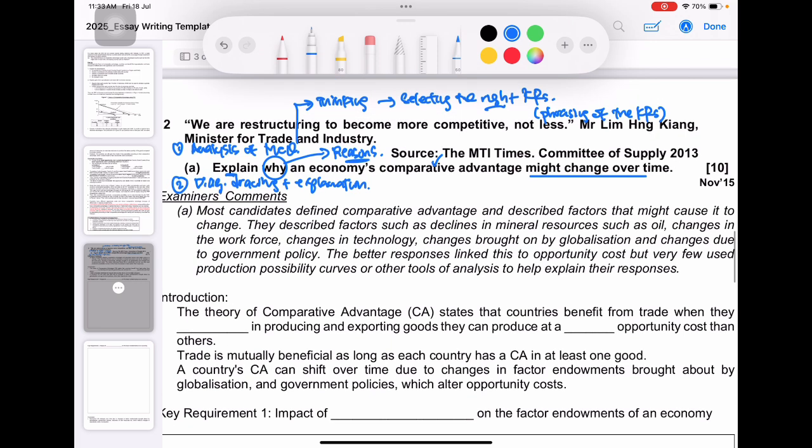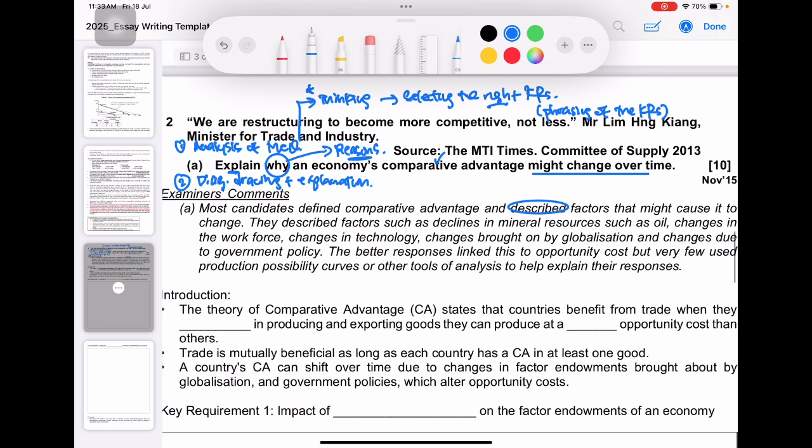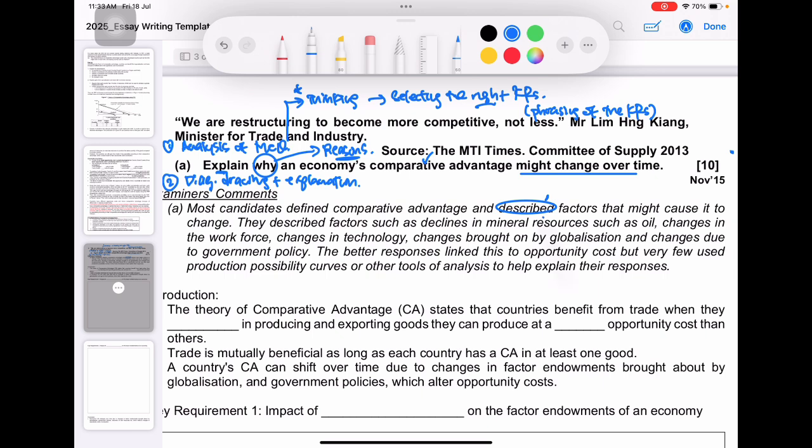Okay, so which is why I want to focus on the thinking part. Many students actually describe the factors that might cause the comparative advantage to change. So why did they describe the factor? The reason is actually maybe they mentioned, in this case, factors such as decline in mineral resources. So when there is a decline in mineral resources, we want to know what causes this to happen. Okay, then changes to the workforce. So very easily you can say that there is an increase in the quality of the labor.